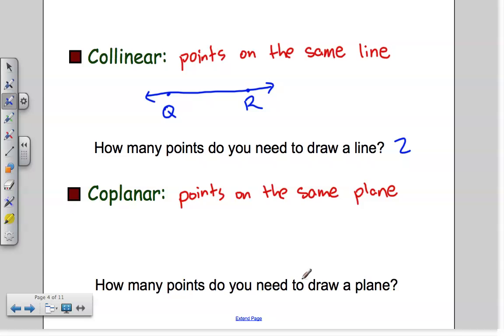How many points do you need to draw a plane? Remember that we name a plane with 3 letters, 3 points, and you need 3 points to talk about one single plane going through. We'll talk about this a little bit more in class. But for any 3 points, there's only one flat surface that goes through them, or any flat surface you can name with 3 points.